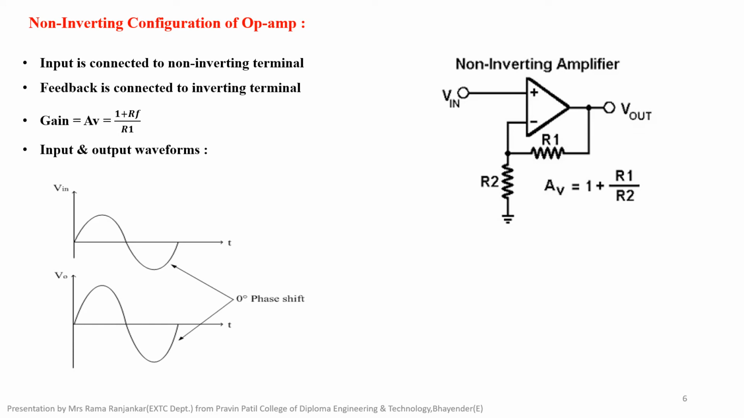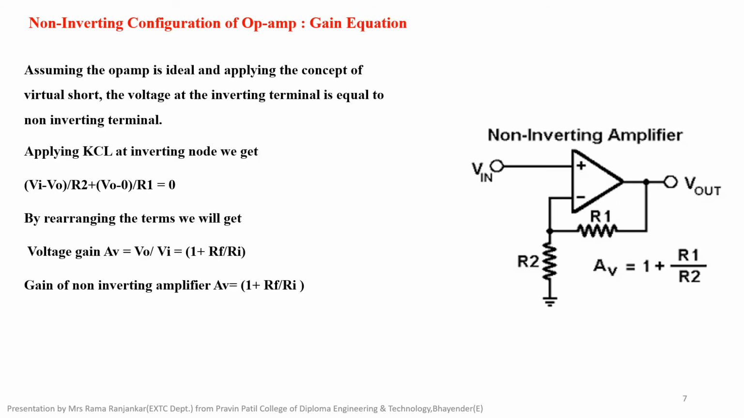This is a non-inverting configuration of op-amp in which the input is connected to the non-inverting terminal and the feedback is connected to the inverting terminal. The gain of the non-inverting amplifier is equal to 1 plus Rf upon R1. In the input and output waveforms, if the input has started from the positive cycle, the output also starts from the positive cycle because it is a non-inverting configuration of op-amp. This is the gain equation.